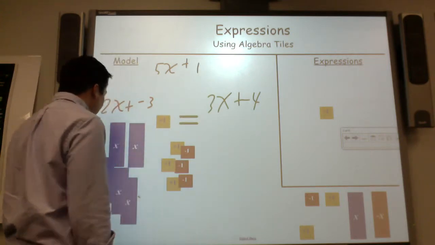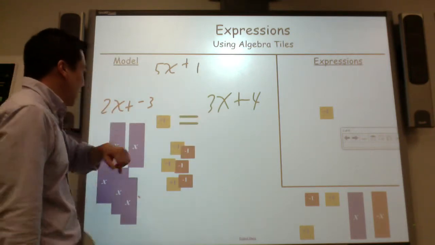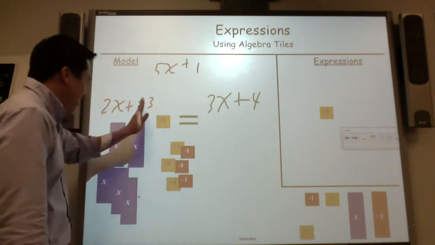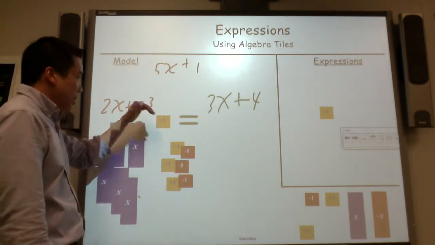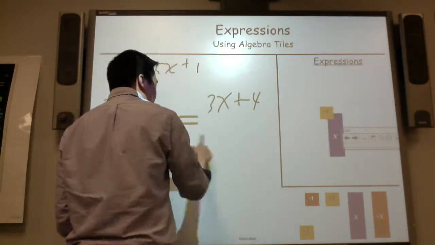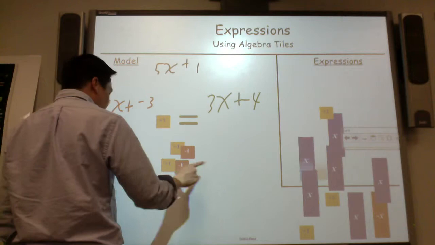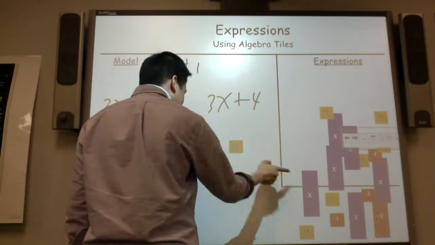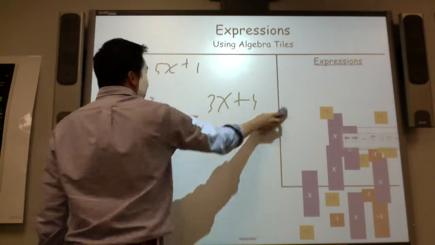Is this true? Let's see. 2x with 3 x's, that's 5 x's. We have 4 positives and 3 negatives. Cancel, cancel, cancel. What do you have left? 1 positive. So let's move these out. Oh, that's so cool. It's like kung fu.